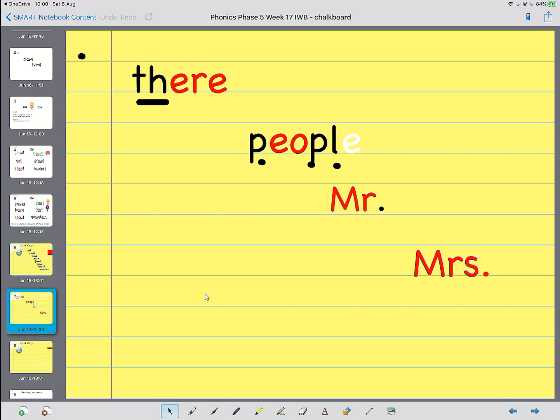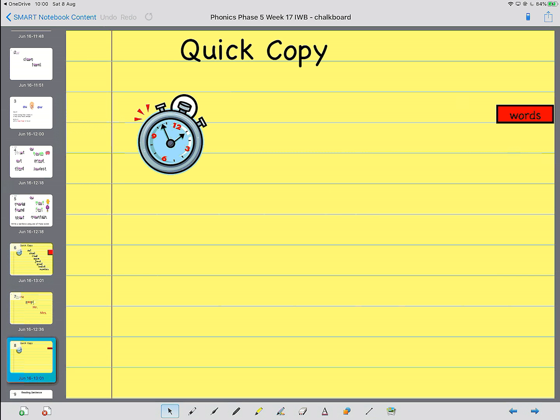Brilliant. Okay, quick copy for the tricky words. First word I want you to copy is there. Excellent. Next word is people. P, e, o, p, l, e, people. One, two, three, four, five. And these last two sound a lot longer than they actually are. So Mr. is just M, r and a full stop to show it's shortened. Mr. And last one, Mrs., which is actually shortened from mistress. But we now just say Mrs.